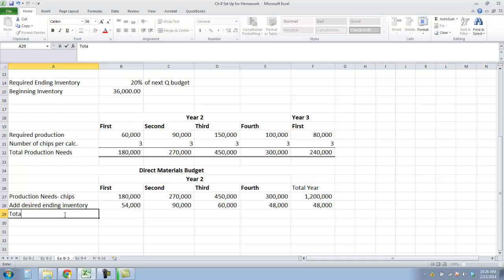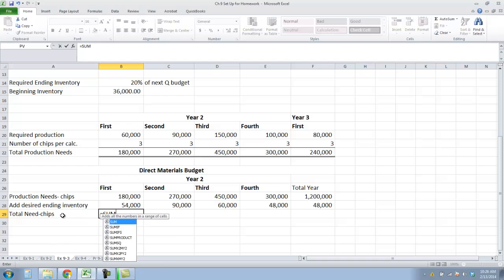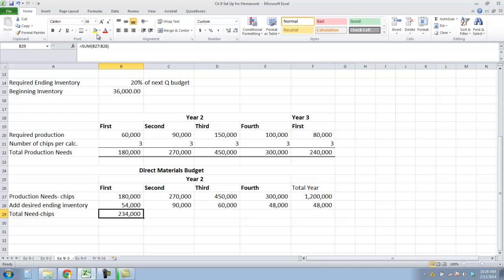So now we must calculate the total need for chips. We're going to add these two together, our production needs plus our ending inventory needs. And I'm just going to drag my formula across. So what this is saying is we need 234,000 chips in the first quarter, 360,000 in the second quarter, 510,000 in the third quarter, 348,000 in the fourth, and a total of 1,248,000 for the year.